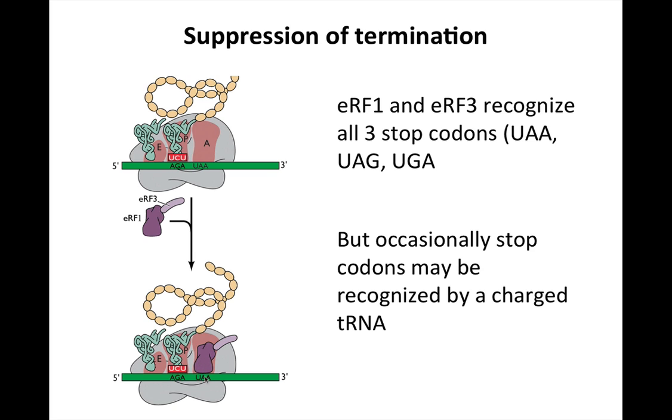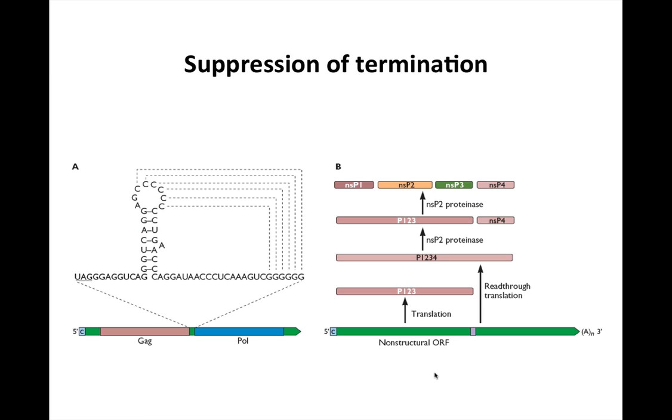So just think that there's a tRNA in here instead of a termination protein, and then you can see that the translation will continue, and you keep making a protein. So you can imagine that some of the time you would get translation, you make one protein, and some of the time you would get suppression and make a longer protein. So here are two examples of viral genomes where that happens.